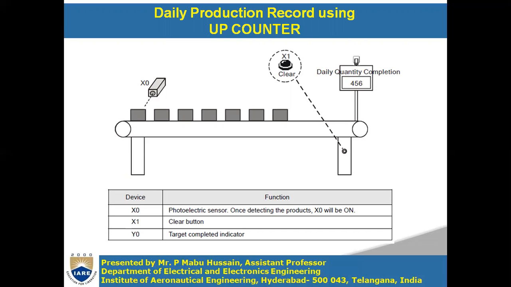For that purpose, we are going to use another input, X1, which is the clear button. Whenever you press the clear button, the counter value will come back to 0 and it will start counting from 0 onwards. So there are two inputs, X0 and X1: one is the photoelectric sensor, another is the clear button. And what is the output? Whenever the target is reached, the alarm has to sound or an indicator has to display. So one output will be there.